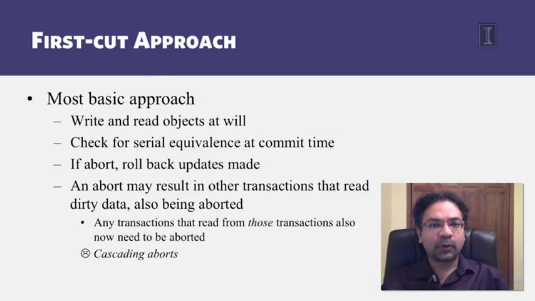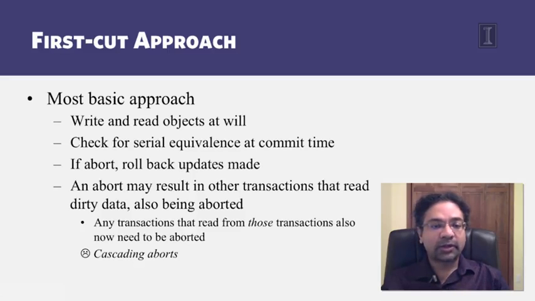So the most basic approach to optimistic concurrency control is to just allow transactions. We're going to be discussing the transaction version of optimistic concurrency control. You just allow transactions and clients to read and write objects at will. When the transaction tries to commit, you check for serial equivalence. If it's violated, then you abort the transaction and roll back any updates that it made.